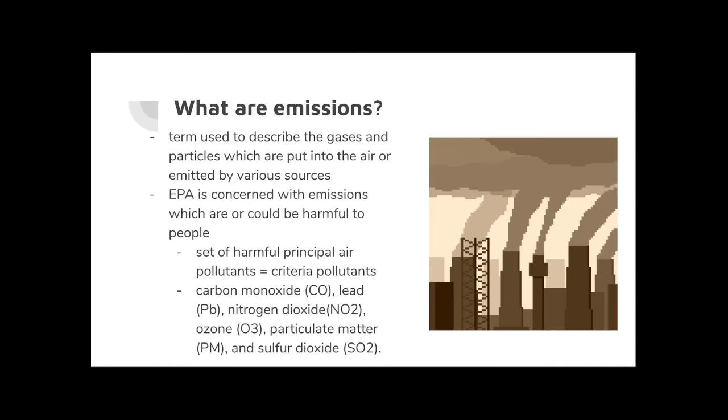So what are emissions? This is a term used to describe the gases and particles which are put into the air or emitted by various sources. The EPA is specifically concerned with ones that could be harmful to people. This set of harmful principal air pollutants are called criteria pollutants and range from carbon monoxide to sulfur dioxide.